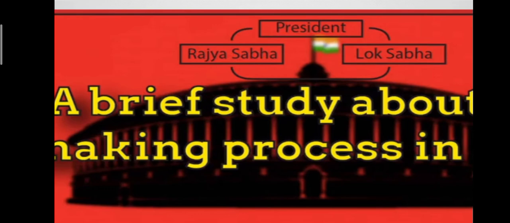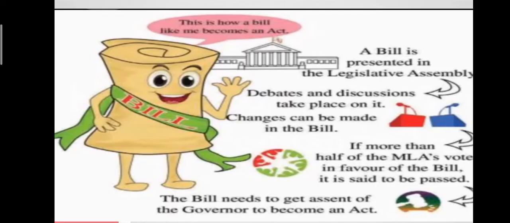Now let us give a brief study of the process of making a bill into an act. This is how a bill becomes an act. A bill is presented in the Legislative Assembly. Debates and discussion take place on it. Changes can be made in the bill. If more than half of the MLAs vote in favor of the bill, it is said to be passed. The bill needs to get the assent of the governor to become an act.